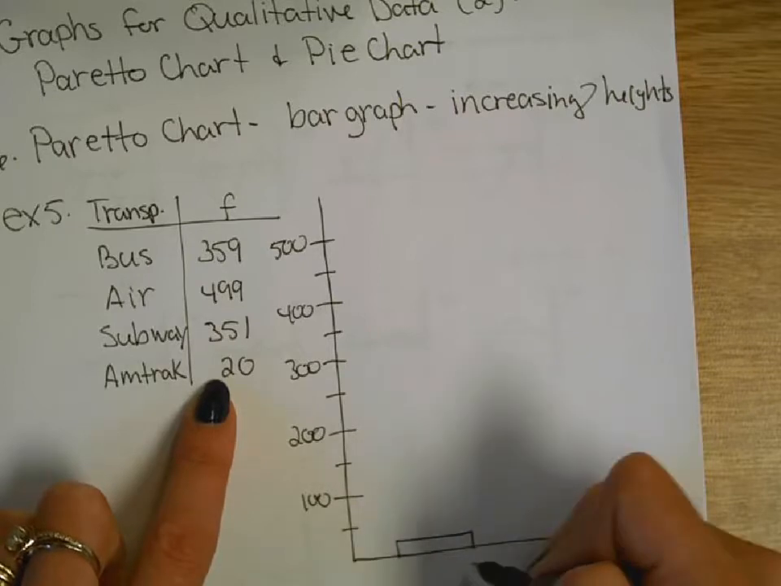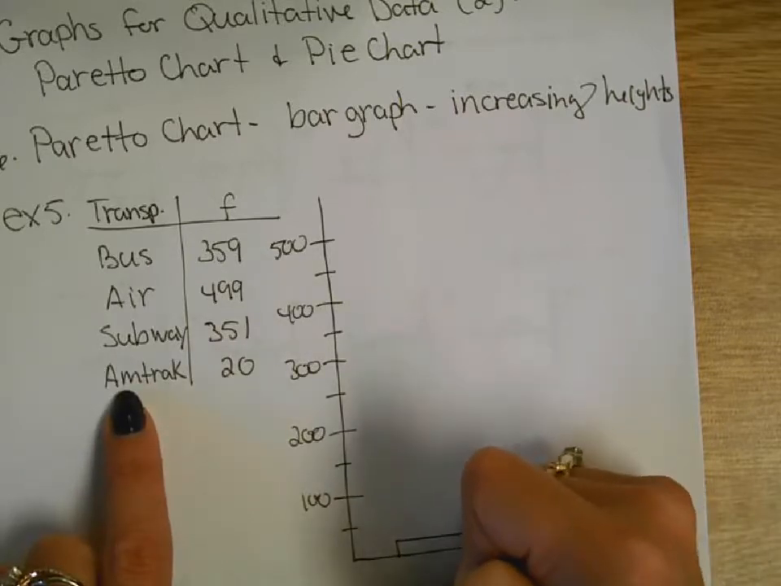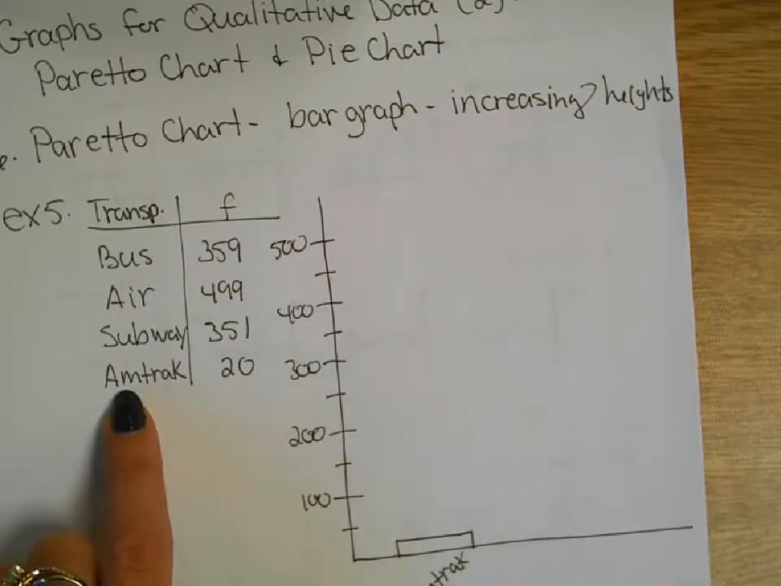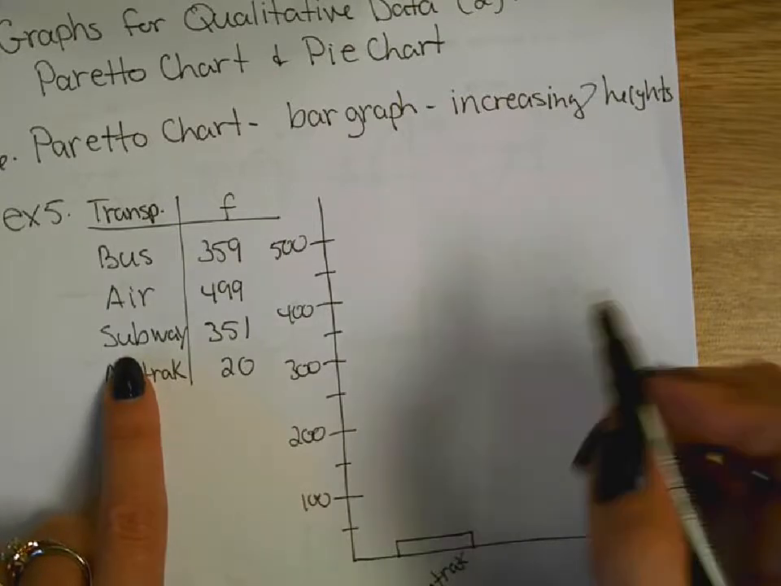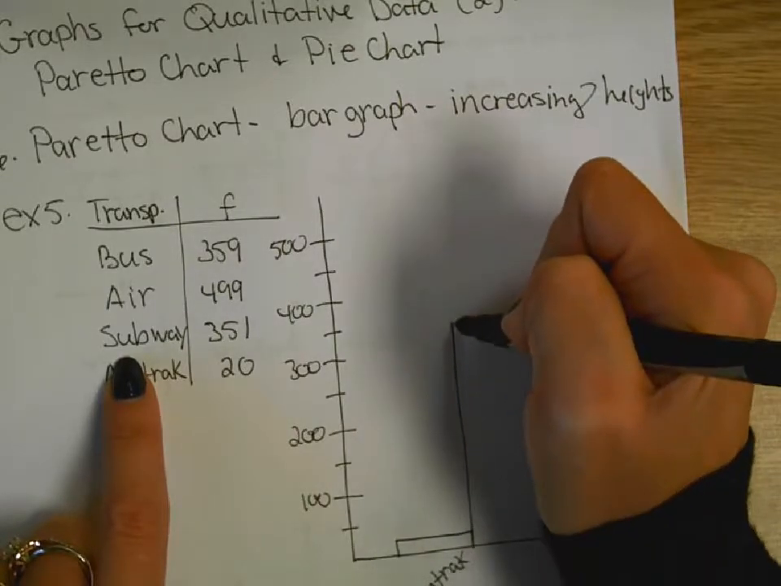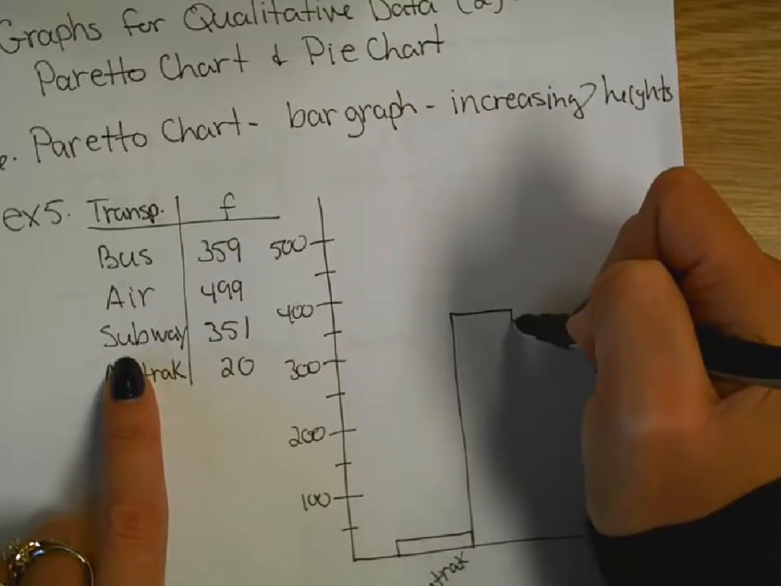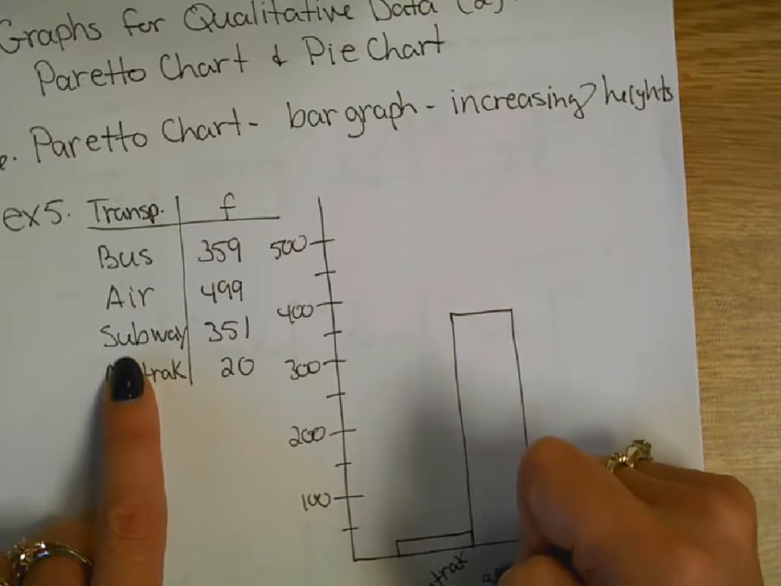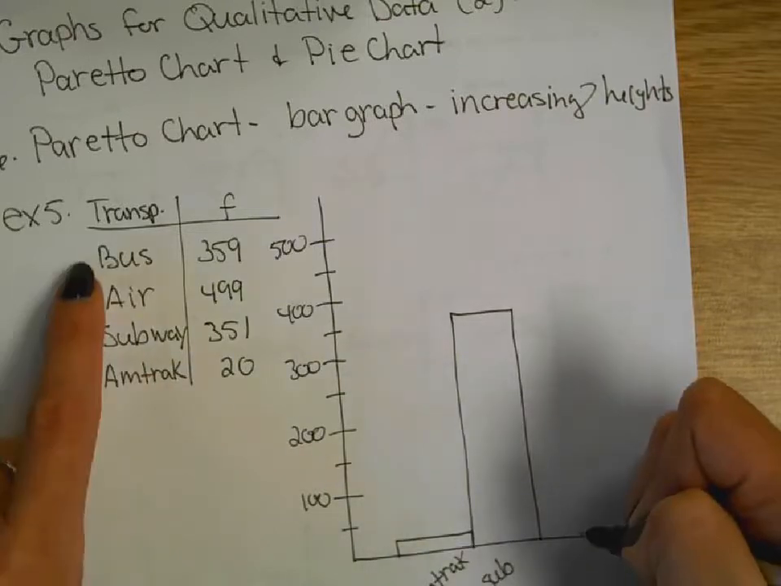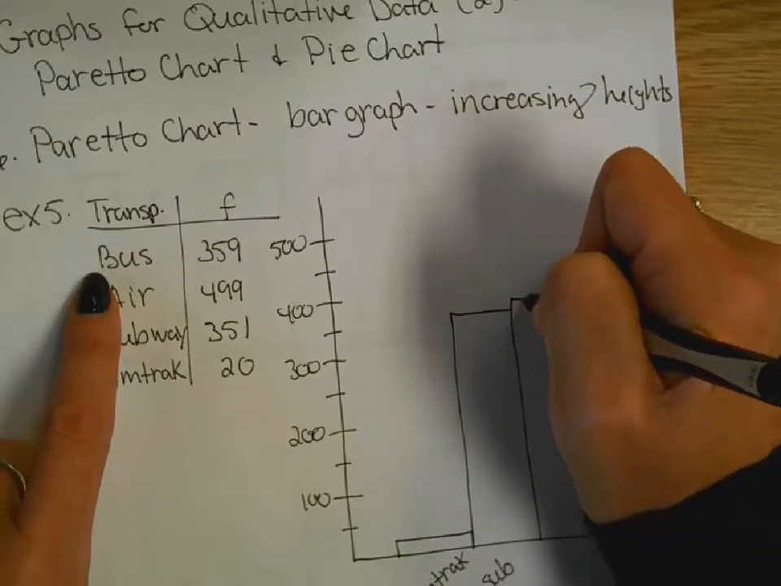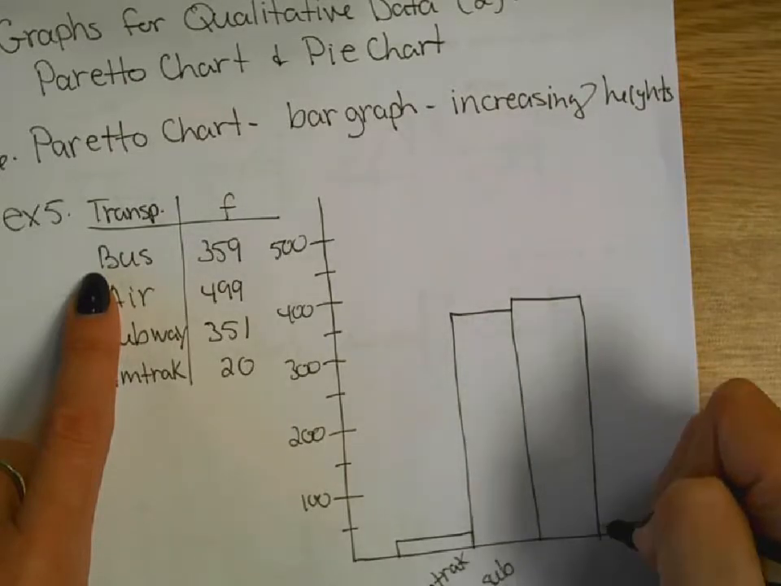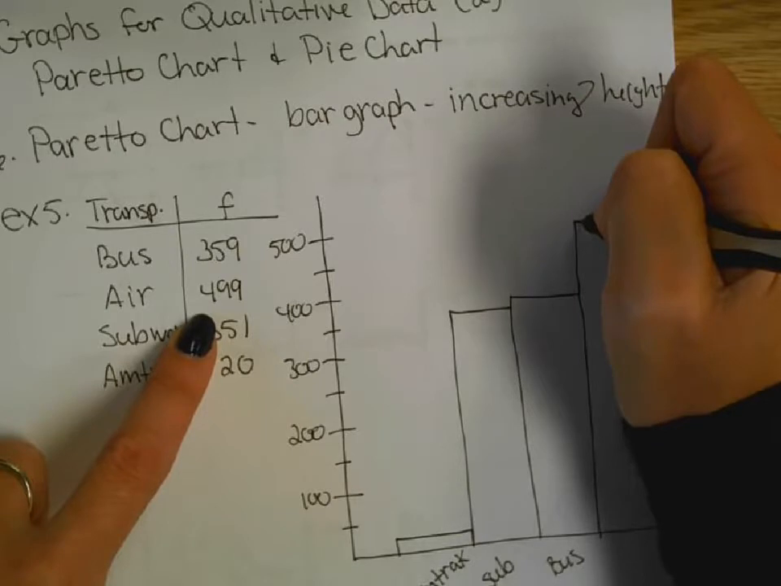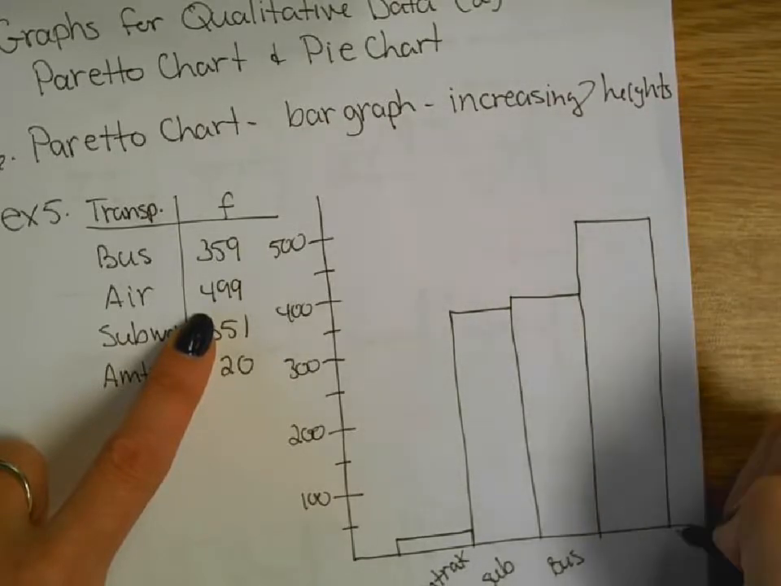And again, you have to say what it is. This is not a number line because these are words. This is the mode of transportation. This is our Amtrak. And then our next one, 351. I did not have to make the bars touch either. That is Subway. And then 359, just a smidge taller. There's our bus. And then our 499 for the airplane.